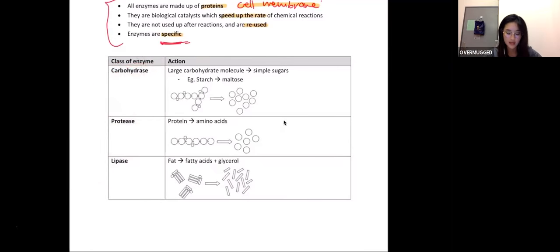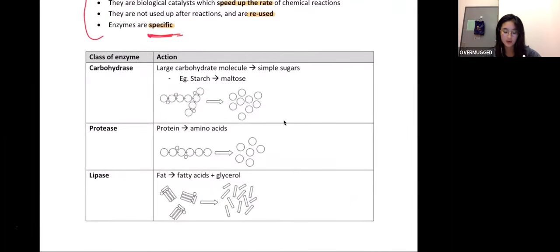The first one is carbohydrases. They break down your large carbohydrate molecules into simple sugars, for example breaking down starch into maltose. What is one example I want you to remember? The name amylase. Amylase breaks down starch into maltose. You will see the word amylase later on when we figure out what happens in our organs. This is quite important: if you see the word amylase in your exams, remember it breaks down carbohydrates into simple sugars.